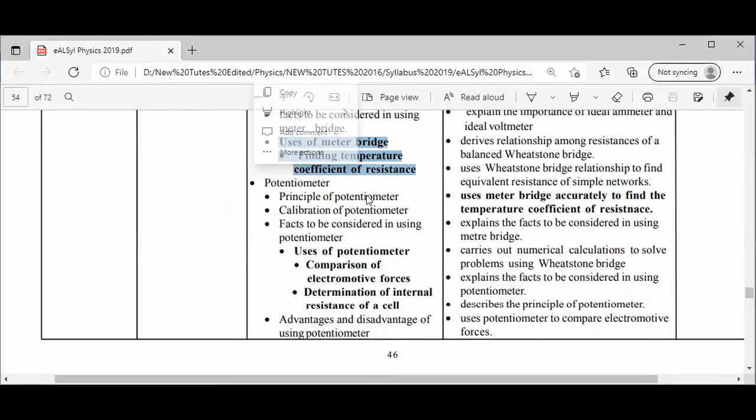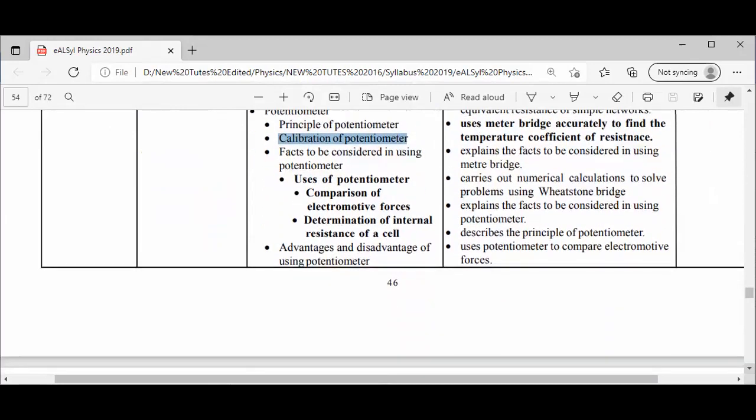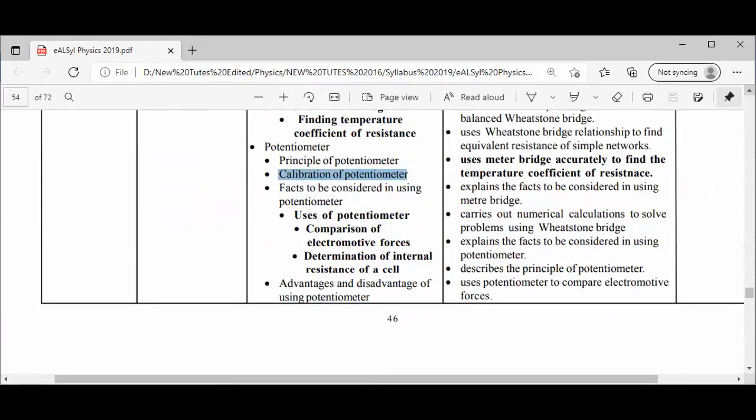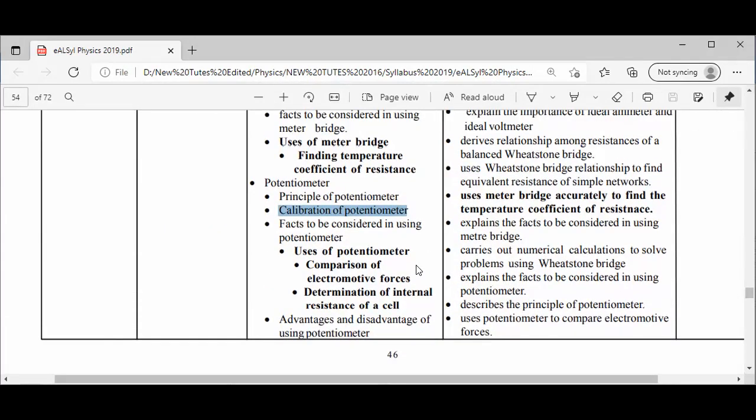So actually we have indirectly done that one, but if you want, I can give you a note for this also. Potentiometer completed, principle of potentiometer, calibration of potentiometer, and facts to be considered when using a potentiometer. I have given a very good complete note for it. So no need to say a single word about the potentiometer. I have completed it.